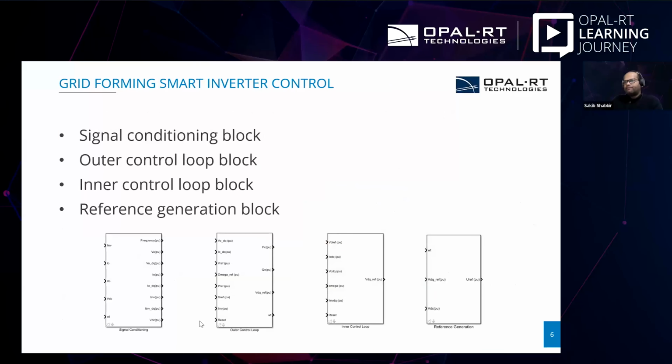Okay, the grid forming converter offers four functional blocks. We have the signal conditioning blocks that condition the signals according to the requirements of the subsequent blocks. We have an outer control loop where the grid forming control algorithms are present.